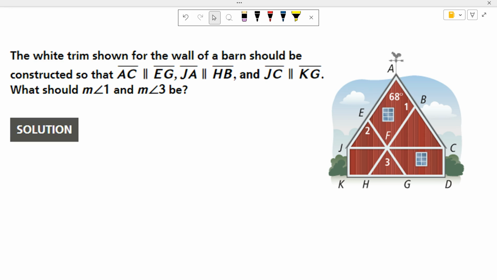So if this is 68 degrees and this is parallel to this, how big is angle 1? How big is angle 1 if that is congruent to that? Okay, or parallel. I said congruent. It is parallel. All right, so you got to do some math here. So if you do some math, what do you get, Kelsey? How big is angle 1 if you do a little math?